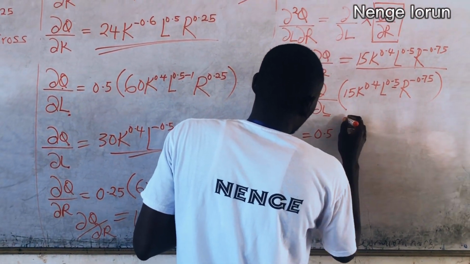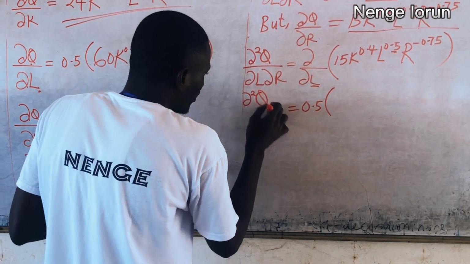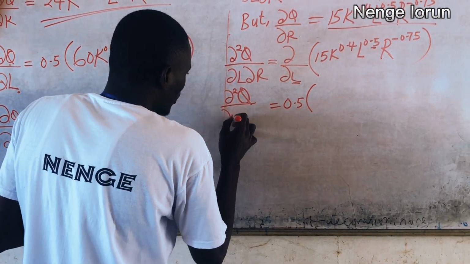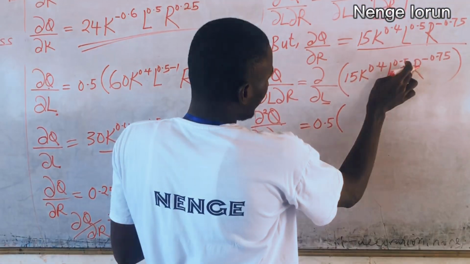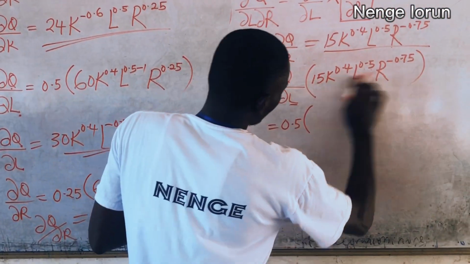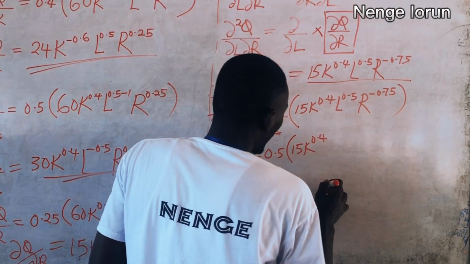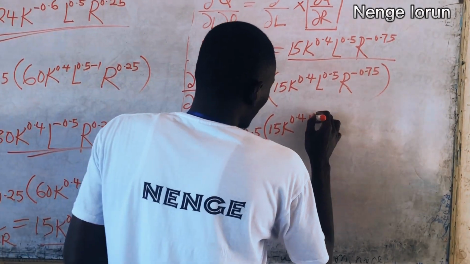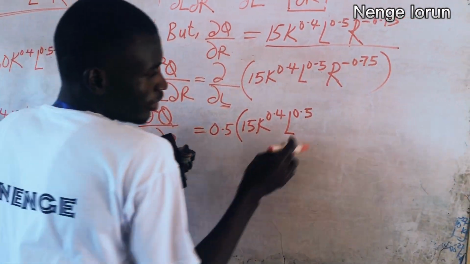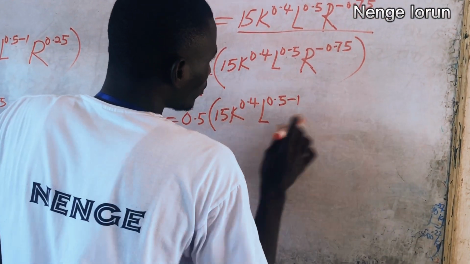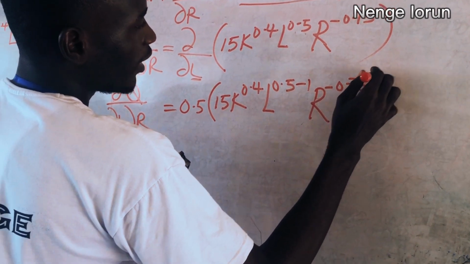0.5 times, the second order cross-partial derivative of q with respect to l with respect to r will be equal to 0.5 times this, which is 15k raised to the power of 0.4 l raised to the power of 0.5. Since we are differentiating with respect to l, you minus the power by 1. So you will have r with respect to negative 0.75.